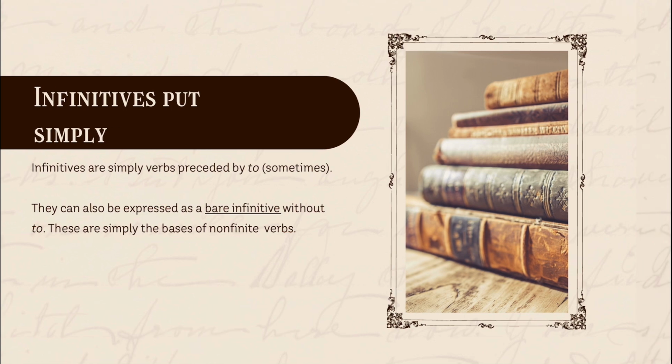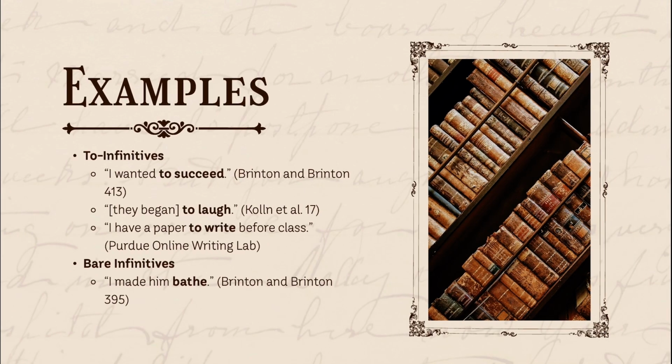So with that said, let's look at some examples. For the to infinitives, we have: I wanted to succeed. So, to succeed, there is that to infinitive idea, the infinitive marker right there, the to. They began to laugh. I have a paper to write before class.